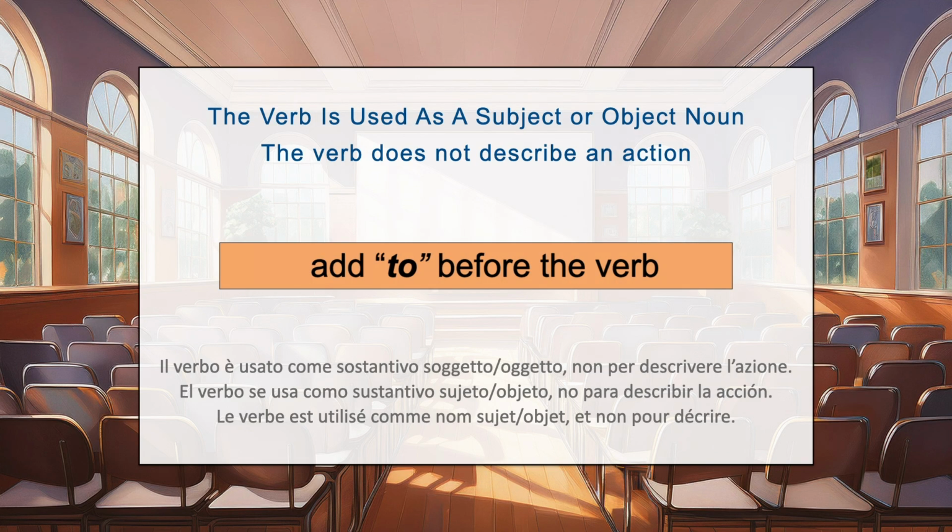So, when a verb does not describe an action, it can be used as a subject or object noun. To make the verb a noun, add the word to before the verb. Add to before the verb. Let's look at examples.